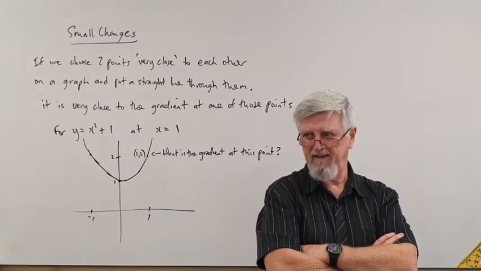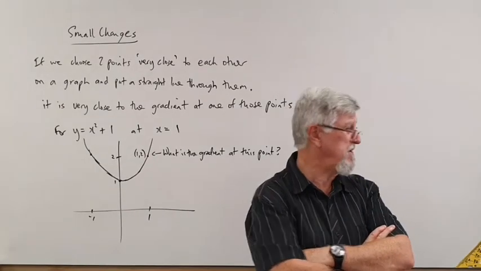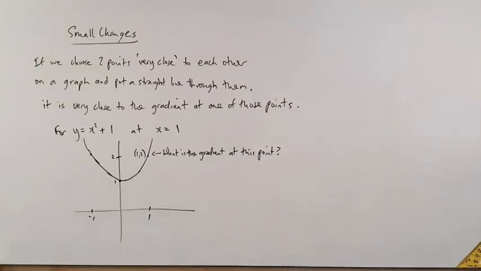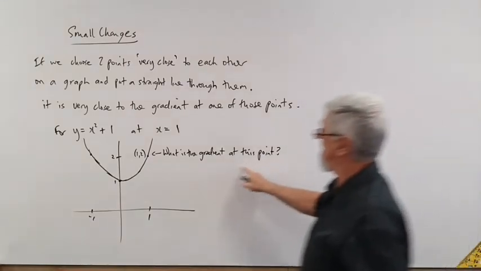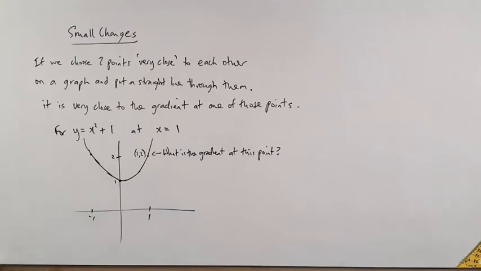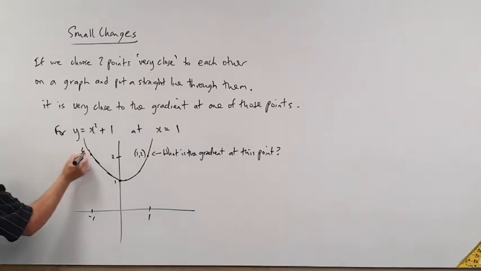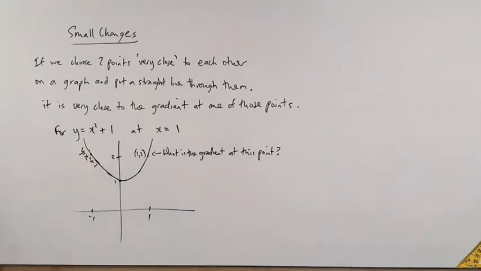Okay, so then I really need your brains connected on this. How do I get the gradient at this point? That's the graph of y equals x squared plus 1. So how do you graph that? You put in 0, you get 1, you put in 1, you get 2, and you can draw your parabola. You should know how to draw your basic parabolas.